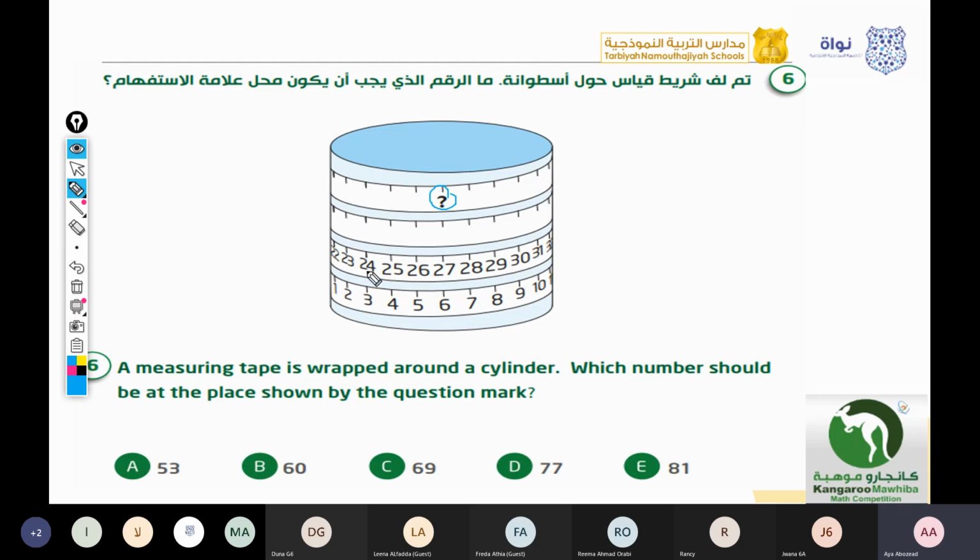So how can I think about this? I have more numbers here. How can I find this number on the wrapping tape? Banan, can you explain? Banan, you have the first true answer. So what number will be here, and how can I think about this?